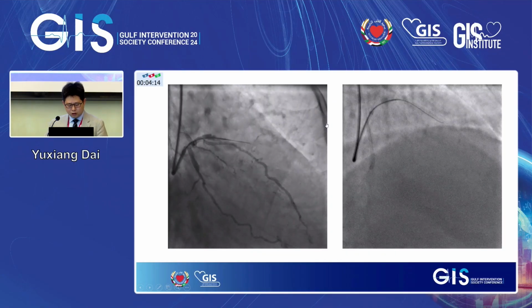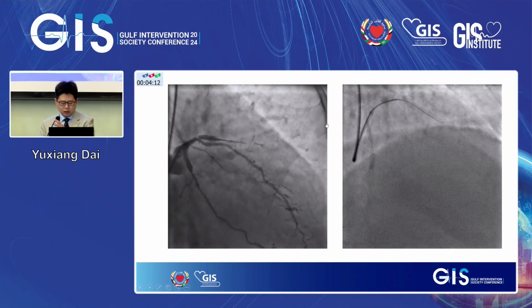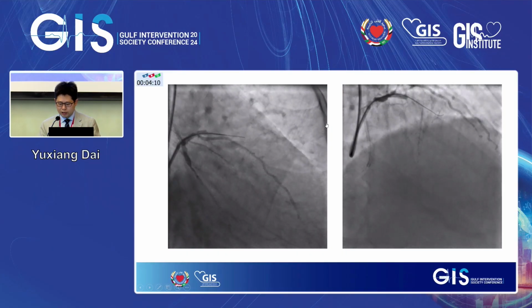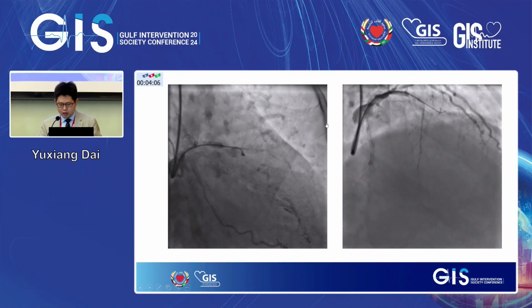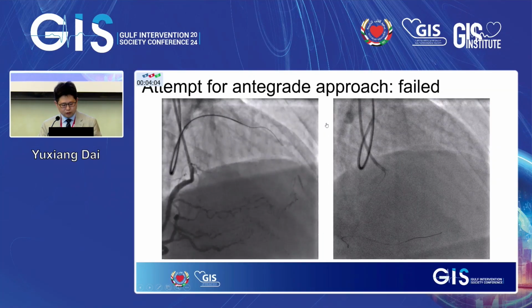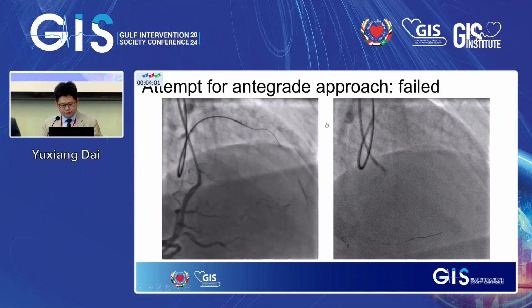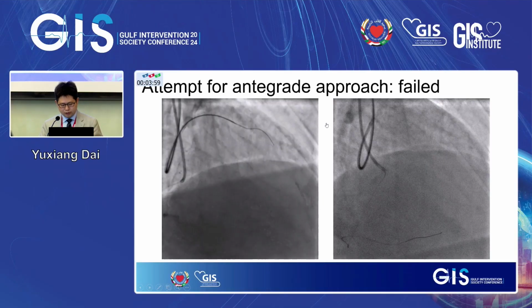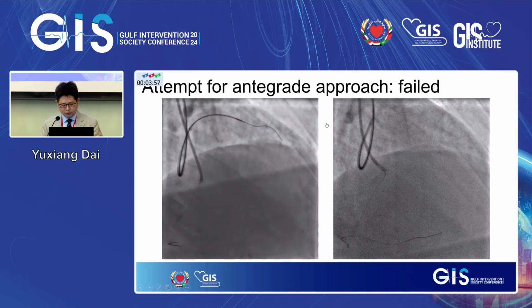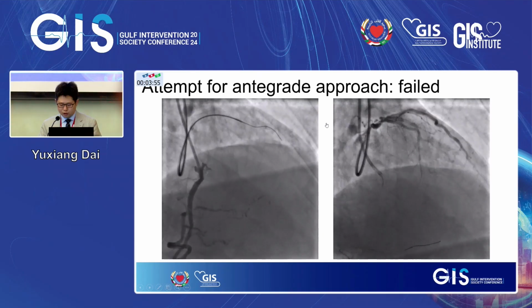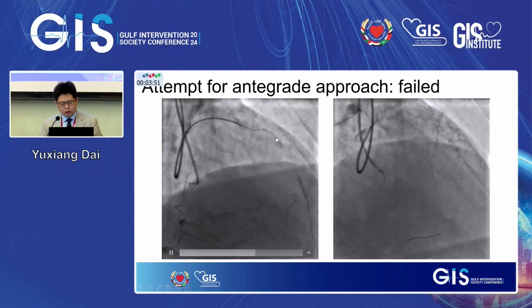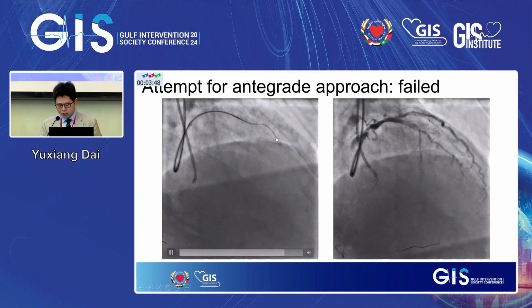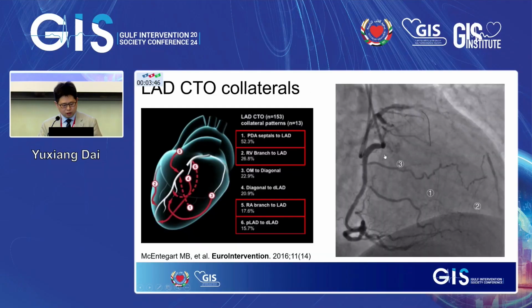First of all, according to the CTO pathway, we performed the antegrade approach first. However, after attempts with Gaia First, UB3, and Gaia Third, respectively, we found from the contralateral angiogram that the wire was not in the true lumen.